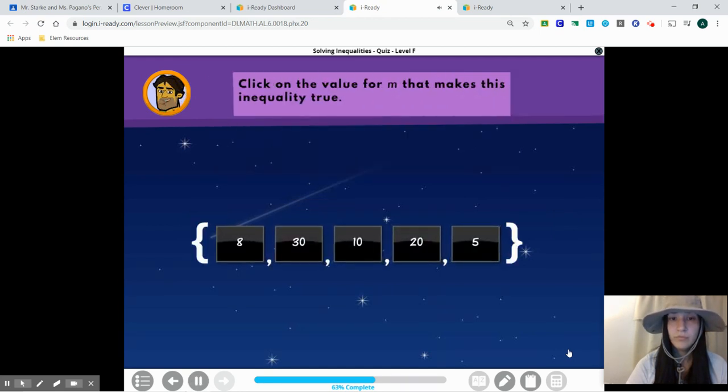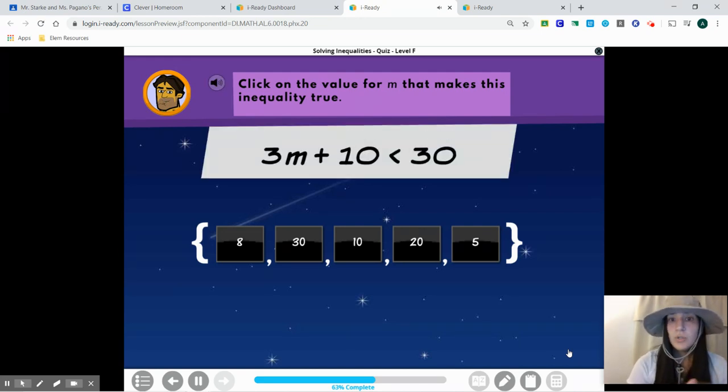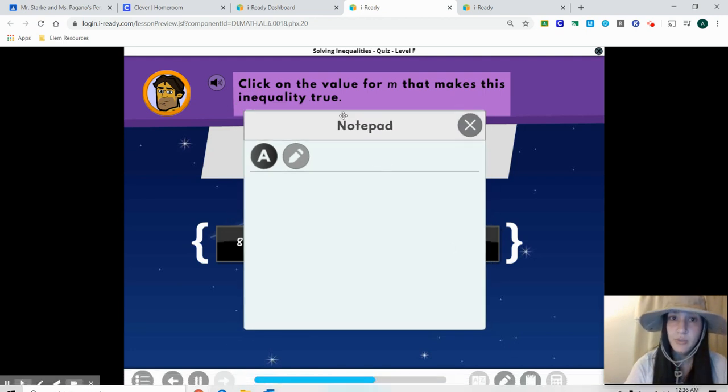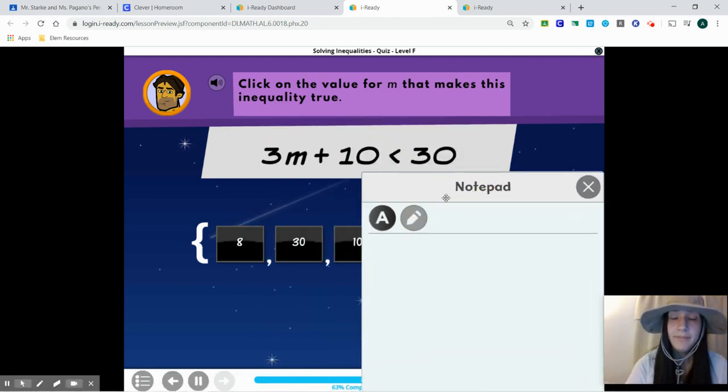Click on the value for m that makes this inequality true. So now we could do a guess and check, or we can do what I'm going to do, pull up our handy dandy notepad, and we're going to break this down. So we have 3m plus 10 less than 30.